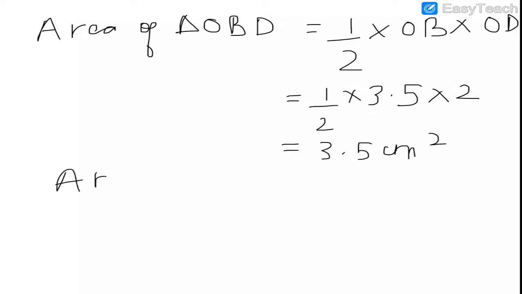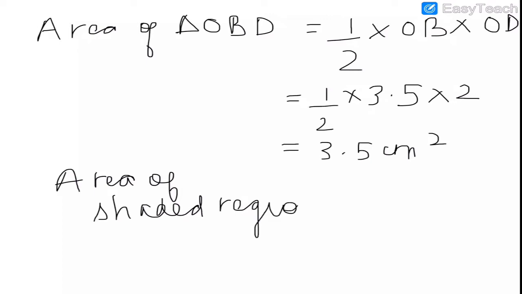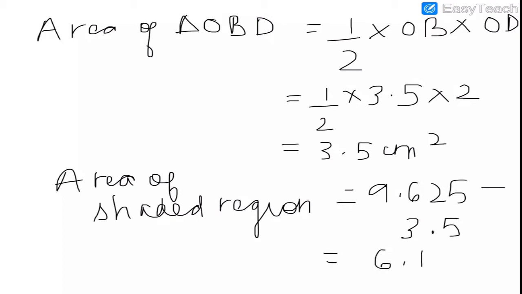We know that if we want to calculate the area of shaded region, we will get 9.625, that is area of quadrant OACB, minus 3.5, that is area of triangle OBD, and solving this we'll get 6.125 centimeter square.